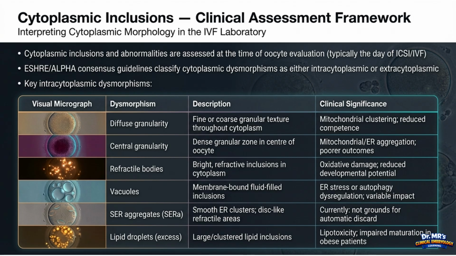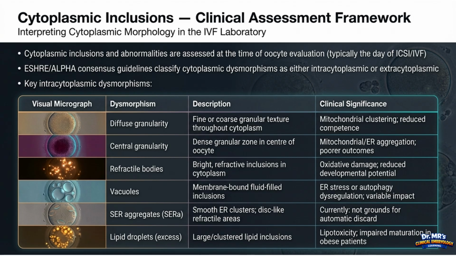Diffuse granularity describes a fine or coarse granular texture distributed throughout the cytoplasm. This pattern is associated with abnormal mitochondrial clustering and is linked to reduced developmental competence. It is one of the most commonly observed cytoplasmic abnormalities in clinical practice. Central granularity is a more localized variant, characterized by a dense granular zone specifically in the center of the oocyte. This reflects mitochondrial and endoplasmic reticulum aggregation in the central endoplasmic region and is associated with poorer outcomes than peripheral granularity.